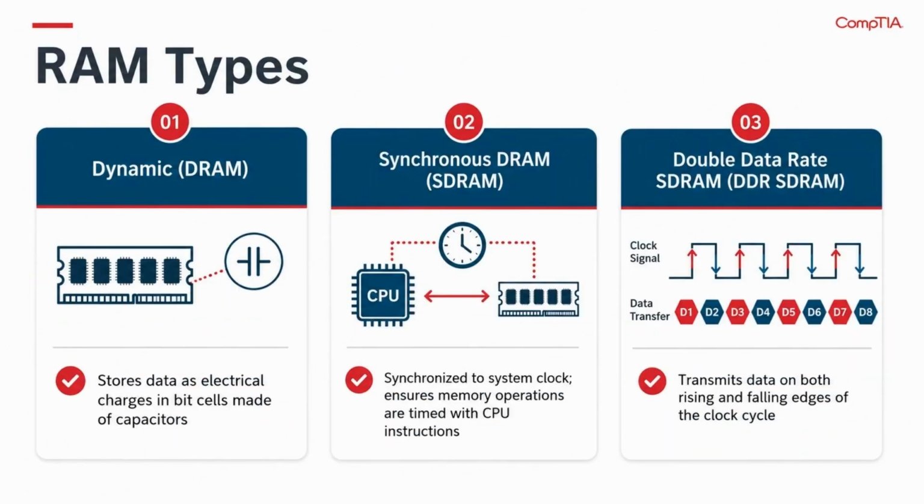Understanding RAM types starts with DRAM, or dynamic RAM, which stores bits in capacitors. Synchronous DRAM, or SDRAM, improved this by syncing with the system clock. Today we primarily use double data rate SDRAM, which doubles bandwidth by transferring data on both the rising and falling edges of the clock signal.